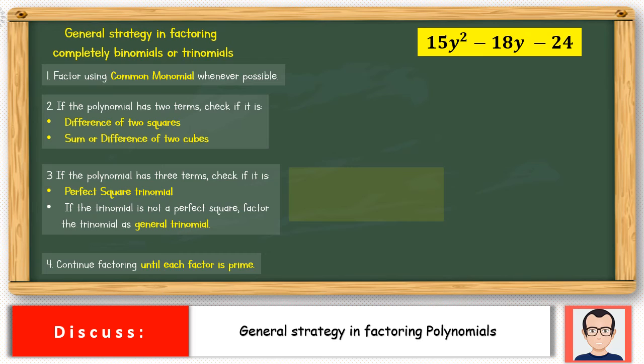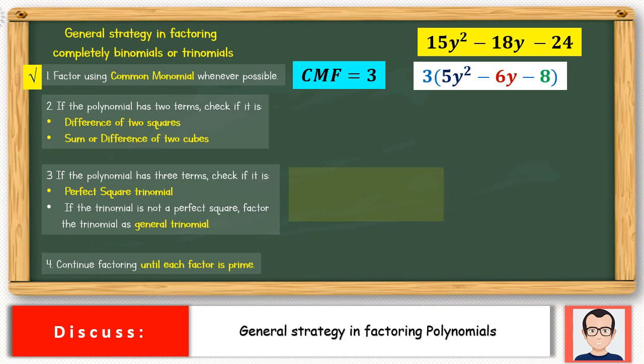The given is 15y squared minus 18y minus 24. We follow the steps we discussed a while ago. We first check if they have a common factor. In this case, the common factor of the three terms is 3. We apply the rules in factoring common monomial factor, and that is to divide the common terms with the given. Our answer is 3 times 5y squared minus 6y minus 8.